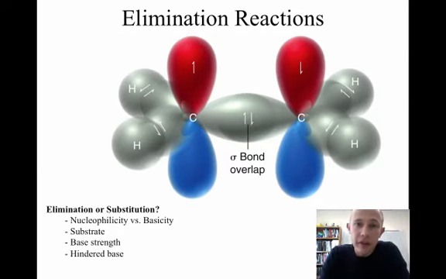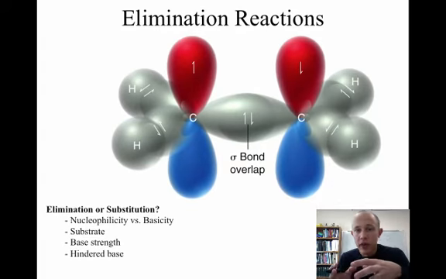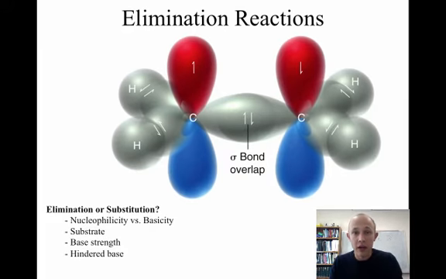What can be most frustrating for students is looking at a given reaction and deciding whether the major product is going to be from a substitution reaction or an elimination reaction. So in this video, we're going to talk about how we evaluate all the different factors in a given reaction to decide which pathway is going to be the major one.